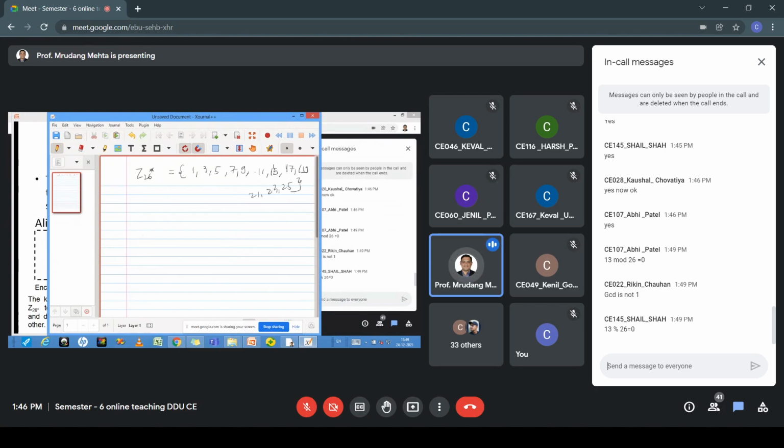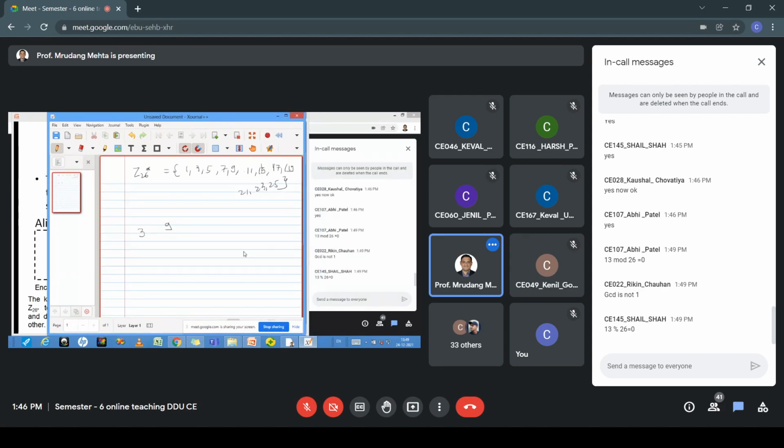If we take 3, then its inverse is 9. Is it true that 3 and 9 are inverses of each other?